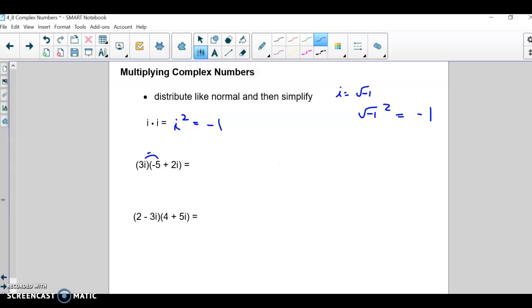All right, so here we go. I want to distribute this in just like you'd normally think. So that's going to be minus 15 times i, kind of like 3x times negative 5. And in the back, I would have 3i times 2i. So that's going to be 6i squared. Okay, and here's where our trick comes in. i squared is now negative 1, so we can simplify this a little bit further by replacing i squared with a negative 1. So the back part becomes 6 times negative 1. So we have minus 15i then minus 6.